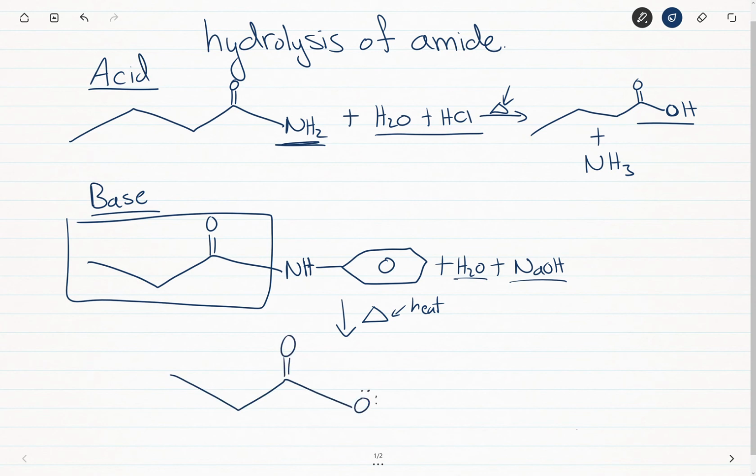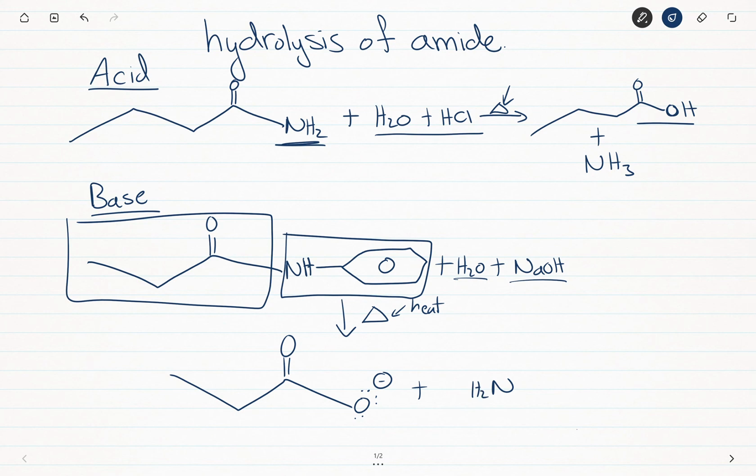the carboxylate ion, and then we're going to remove the amine. And remember, when we remove the amine, we replace or put back on one of those hydrogens that was lost when we formed the amide, and the rest of the molecule will stay the same. And these are the two products we get from a base hydrolysis.